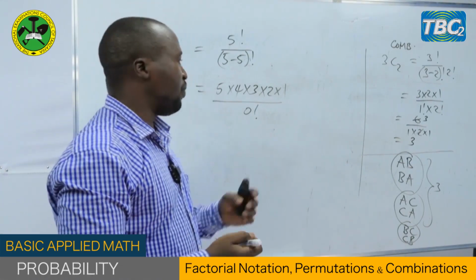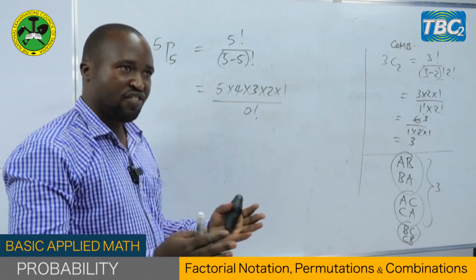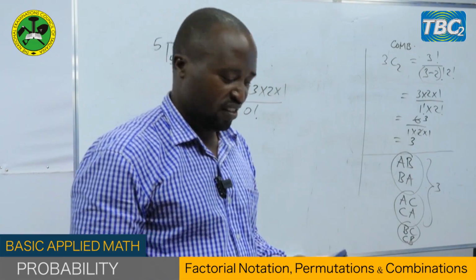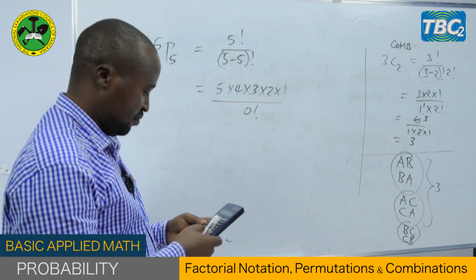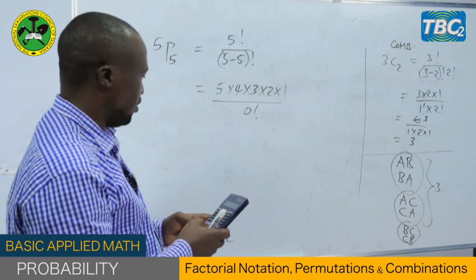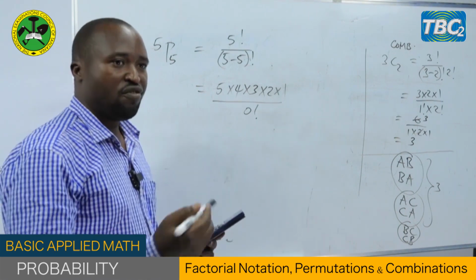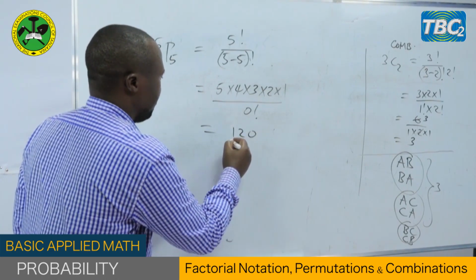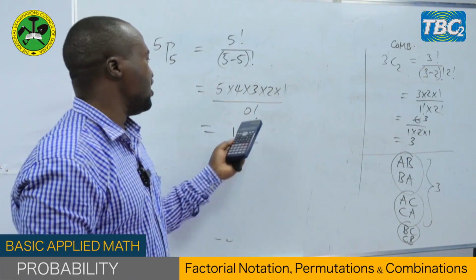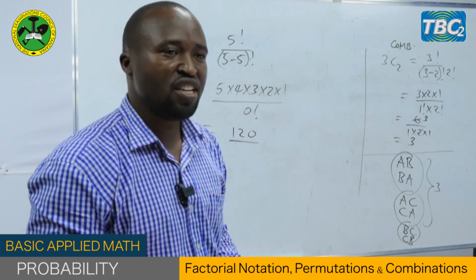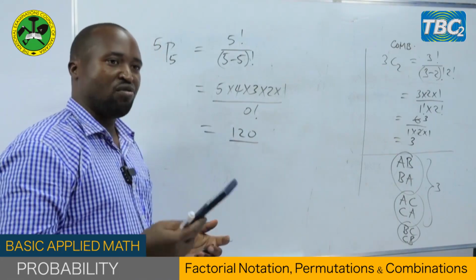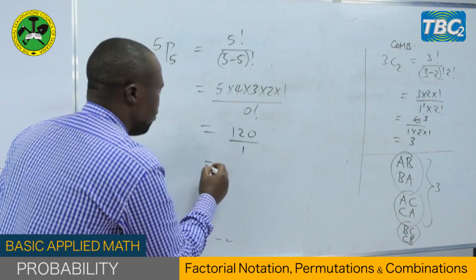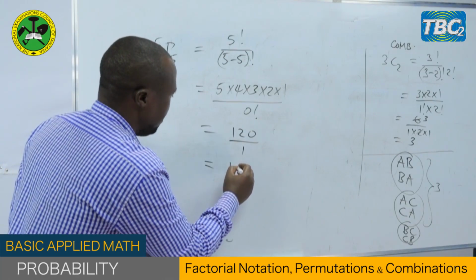Now, for the numerator, you can use your scientific calculator to get the answer. I'm sure most of you taking basic applied mathematics have a scientific calculator. For the numerator, we have the answer 120. For the denominator, we have 0 factorial. In mathematics, 0 factorial is equal to 1. So even by using a calculator, you can prove that 0 factorial is equal to 1. So here we have 120 divided by 1. Therefore, the final answer will be 120.